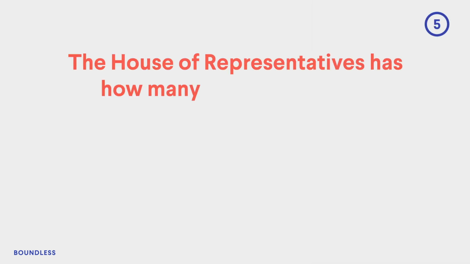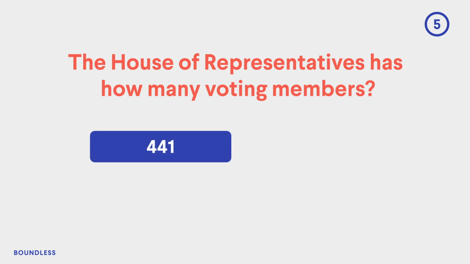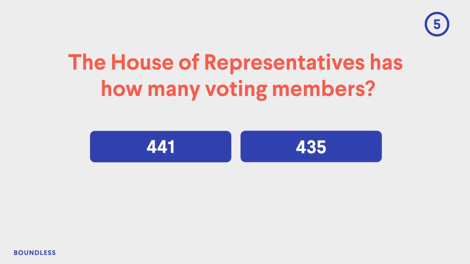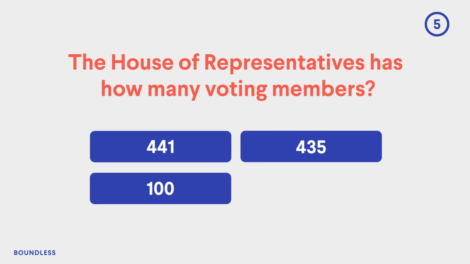The House of Representatives has how many voting members? 441, 435, 100, 200.